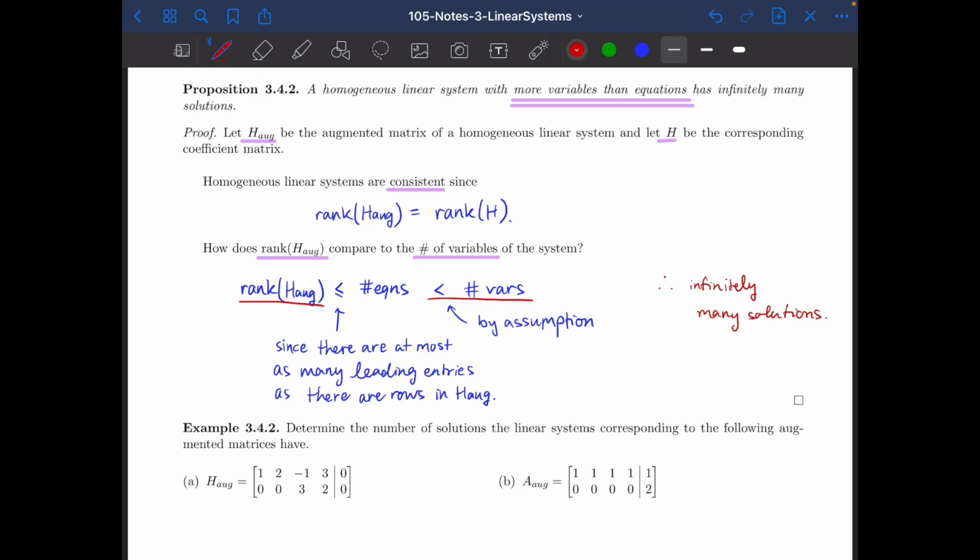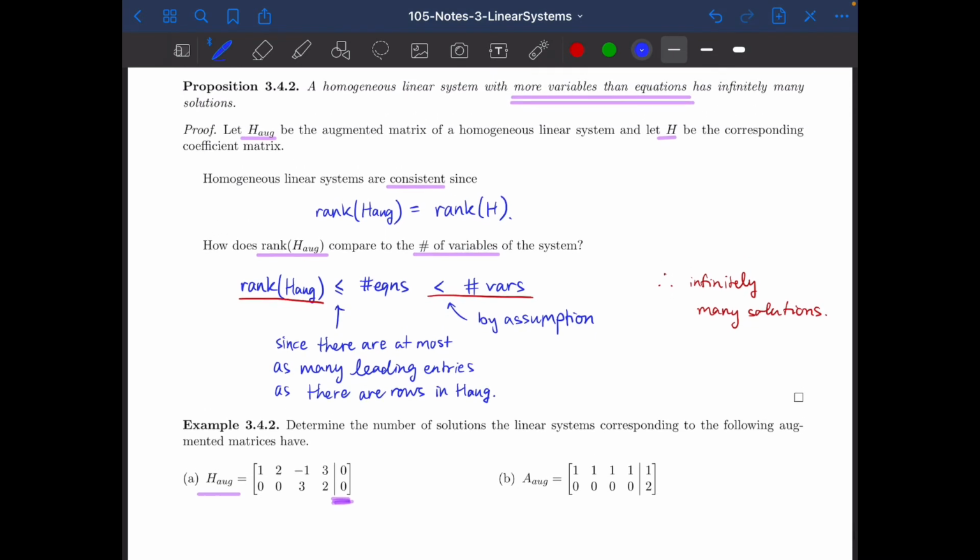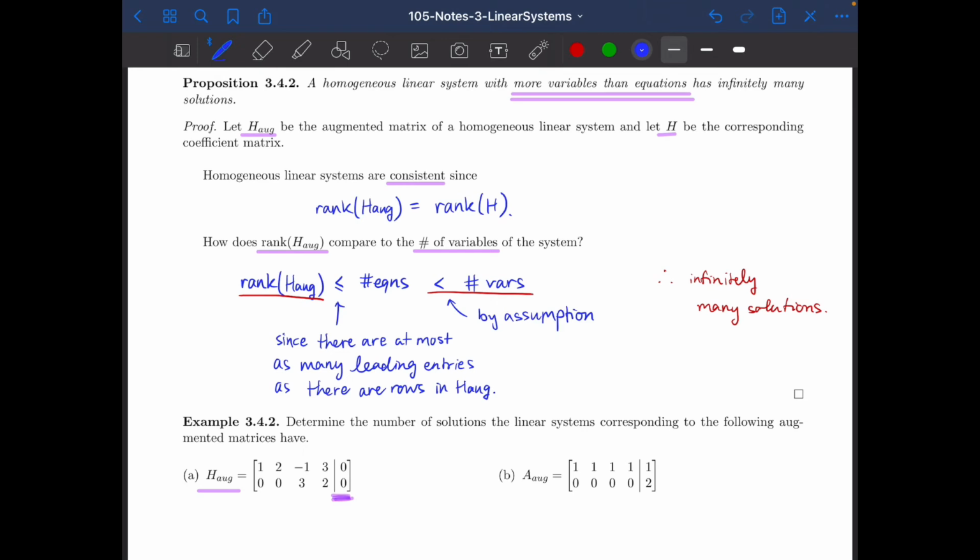Let's look at example 3.4.2. In example 3.4.2, we want to determine the number of solutions the linear systems corresponding to the following augmented matrices have. In part A, we have an augmented matrix corresponding to a homogeneous linear system. We see this because the column of constant terms is filled with zeros and only zeros. Now we can use proposition 3.4.2. It tells us that a homogeneous linear system with more variables than equations has infinitely many solutions.